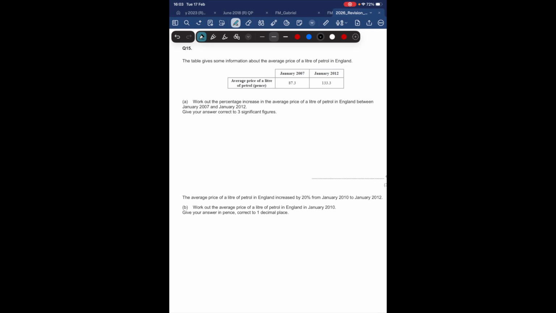In this question, we are given the price of a litre of petrol in January 2007, which is 87.3 pence. And we're told that the litre of petrol in January 2012 has gone up to 133.3 pence. The question is asking us to calculate the percentage increase from January 2007 to January 2012. The first thing you do, work out what the actual increase is. That's going to get you 1 method mark. So we just take the difference between the two prices.